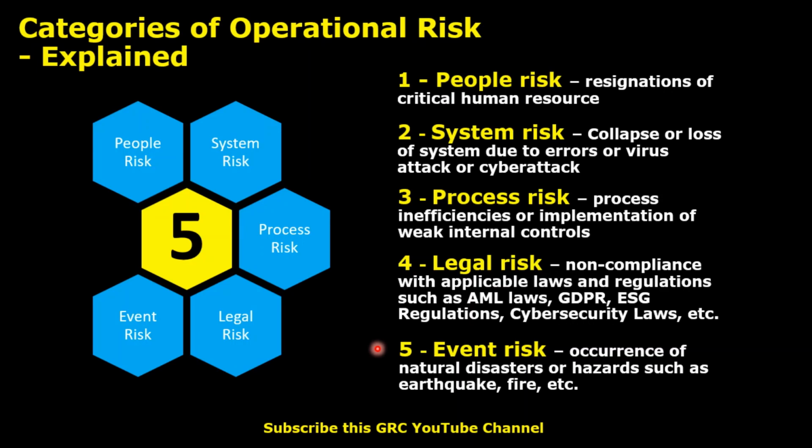And finally, we have the event risk. Event risk is the risk of occurrence of natural disasters, which is obviously not in the control of the organization. But whenever a natural disaster occurs, like for example, an earthquake or the occurrence of fire in the major operational area of the institution, then the losses will be incurred and the operations will be disturbed.